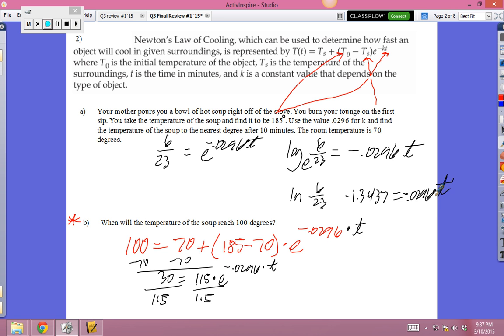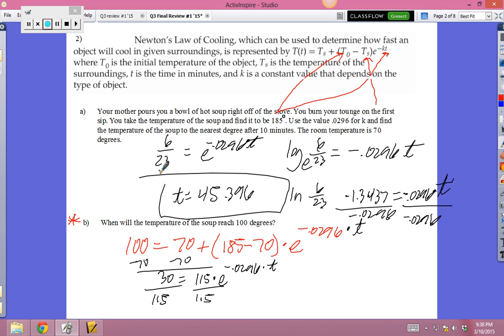So now if you want to solve for T, undo the multiplication. Divide by a negative 0.0296. Divide this side by a negative 0.0296. And we get T is equal to 45.396 minutes. So it's going to take 45 minutes for that soup to cool down to be 100 degrees. But the big thing is how to solve for your variable when your variable is in an exponent. And the only way to do that is by using logarithms.